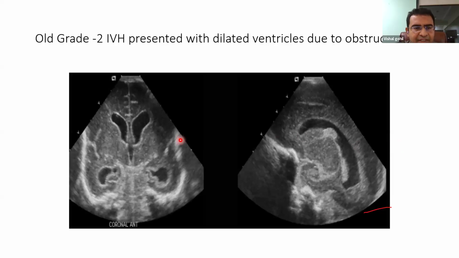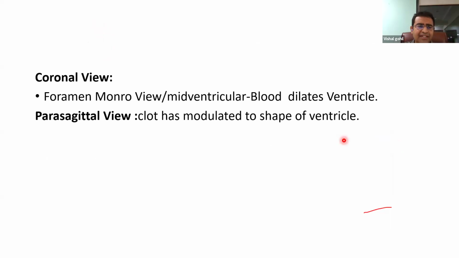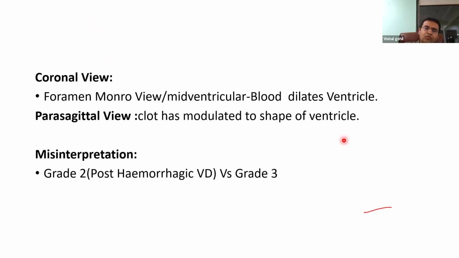So this is one of the examples of your grade 2 IVH. And when you follow, you can see the ventricular dilatation. Of course, it has a good outcome as compared to the grade 3 IVH. Okay. So if I summarize, in the foramen of Monro or mid-ventricular coronal view, blood dilates the ventricle, which is a very important thing to remember. In parasagittal view, the clot has moulded to the shape of the lateral ventricle, of course, because the bleeding is more than 50%. And the most common misinterpretation, as we discussed, is grade 2 post-hemorrhagic ventricular dilatation versus grade 3. So make sure that your dilatation is by the blood, then you can label it as a grade 3 IVH.